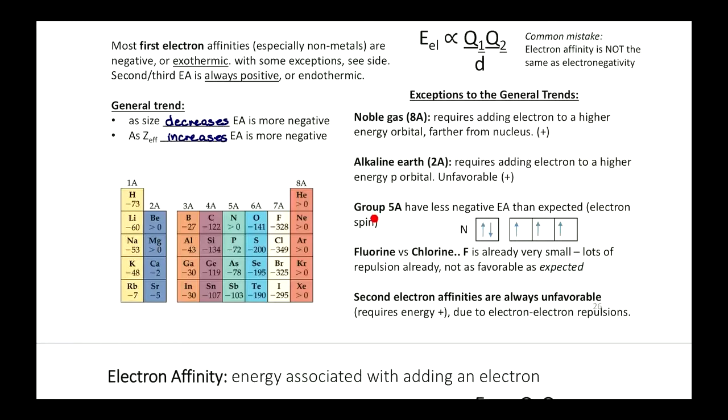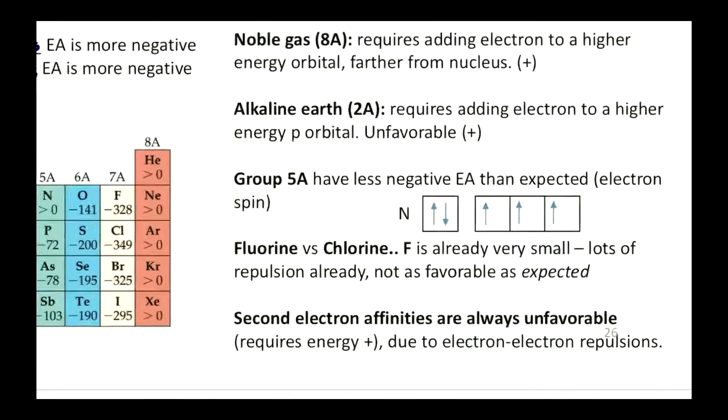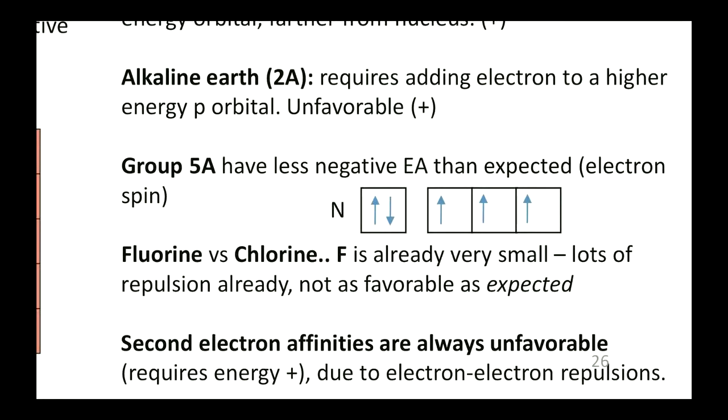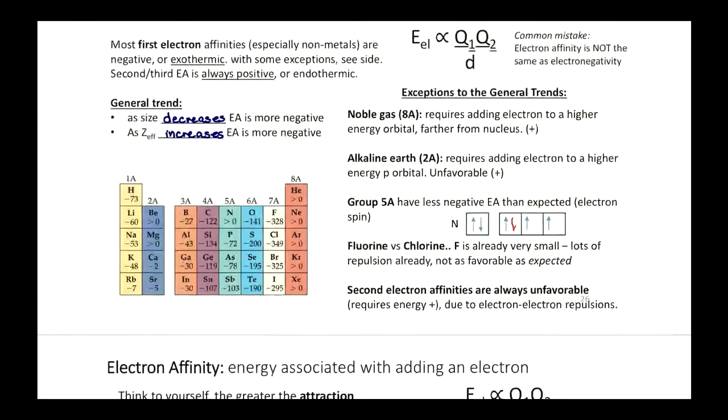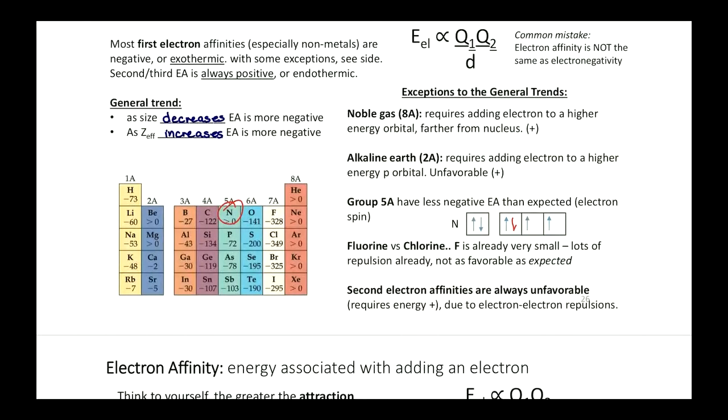Also group 5A, so the idea here is that 5A elements have 3 unpaired electrons all spinning the same direction, and so if we add an electron, where's it most likely that electron's going to go? It's going to be spin down, all right? And because we're basically adding this new spin, it's not super favorable to make an N minus either. So this is not favorable, and you can see that from the graph here, that the electron affinity of nitrogen is actually slightly positive.